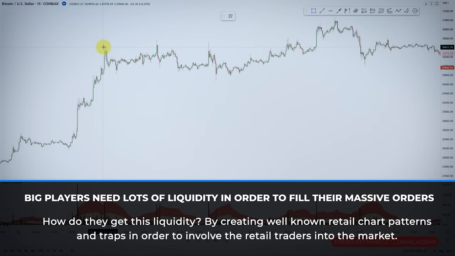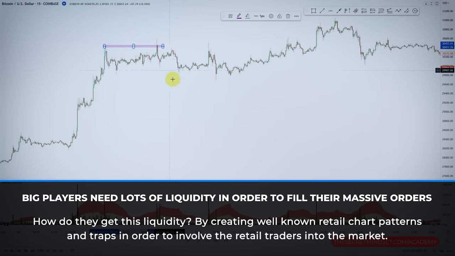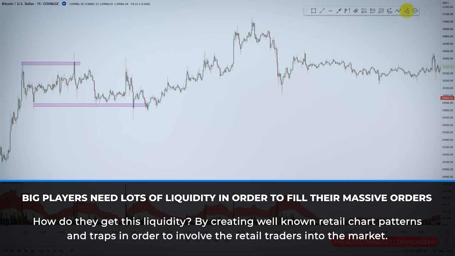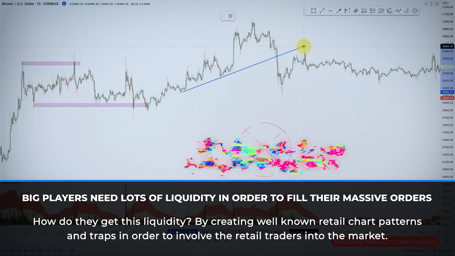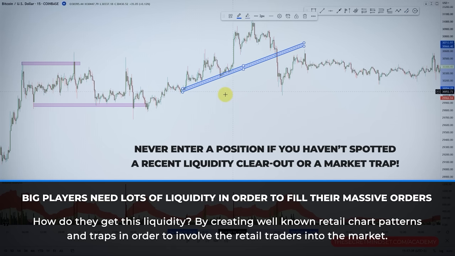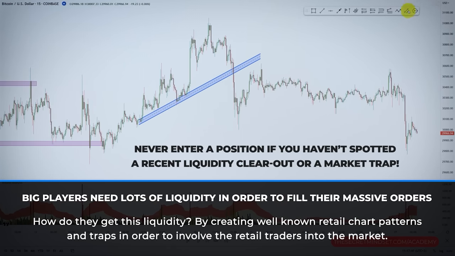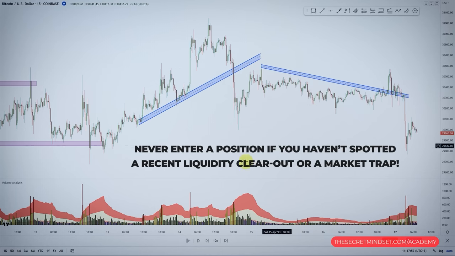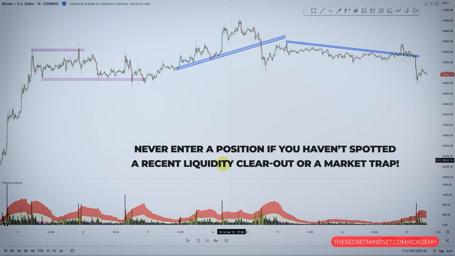Again, the big players need lots of liquidity in order to fill their massive orders. How do they get this liquidity? By creating well-known retail chart patterns and traps in order to involve the retail traders into the market. So remember this, never enter a position if you haven't spotted a recent liquidity clearout. For retail traders like you and me, the aim should be to spot such potential liquidity zones and join the game of the market maker and to avoid being a liquidity target.